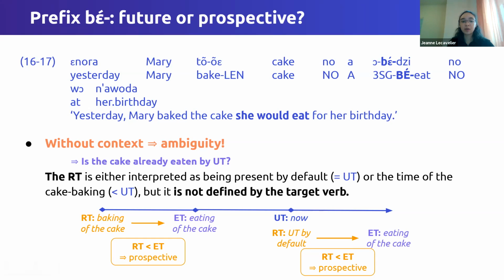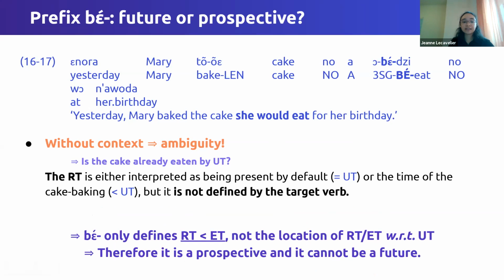And yes, the reference time is either interpreted as being present by default or as the time of cake baking, but in both cases, it is not defined by the target verb. It is defined by how you interpret it in that context. So this is why we would claim that the bay plus high tone only defines that the reference time is before the event time, and it doesn't say anything about the location of the reference time with regard to the reference time, and therefore it's a prospective and not a future.